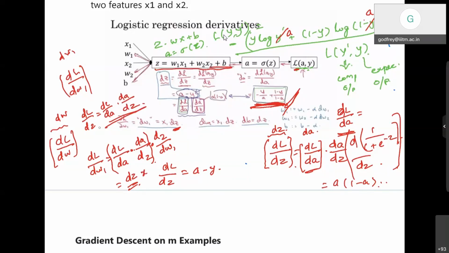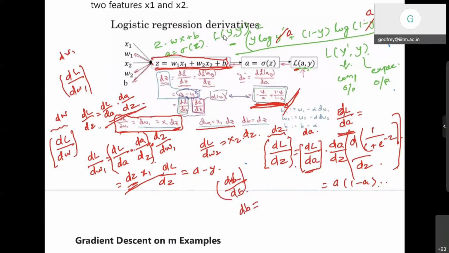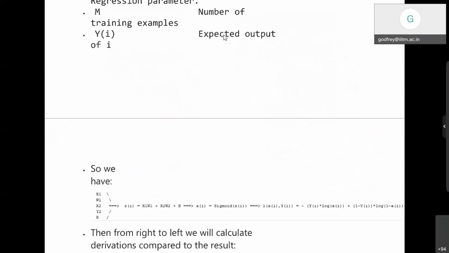So that is why you have in here dl by dw1 is equal to x1 into dz. Similarly, for w2 also, dl by dw2 is equal to x2 into dz. On the other hand, with respect to b, if you differentiate, you will get 1. So dl by db, this you can also write as db. db is equal to dz. So we have this, and this, and this equations.